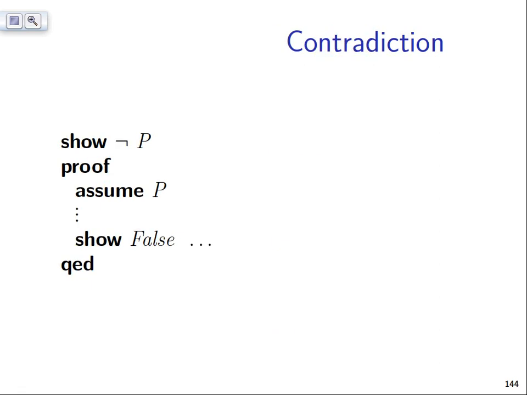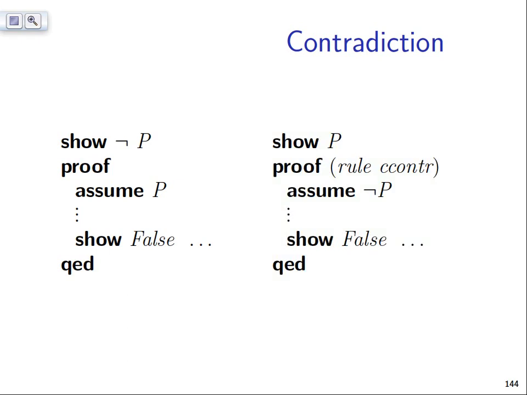Contradiction. If you want to prove something by contradiction, there's the situation where the thing that you're trying to prove is already negated. And this situation we have seen with Cantor's theorem. You're trying to show the negation of something. Well, then the system will automatically allow you to assume the unnegated formula, and then you'll have to show false. This is a special case. The general case is that this formula is not necessarily negated, and then you have to do it like this.